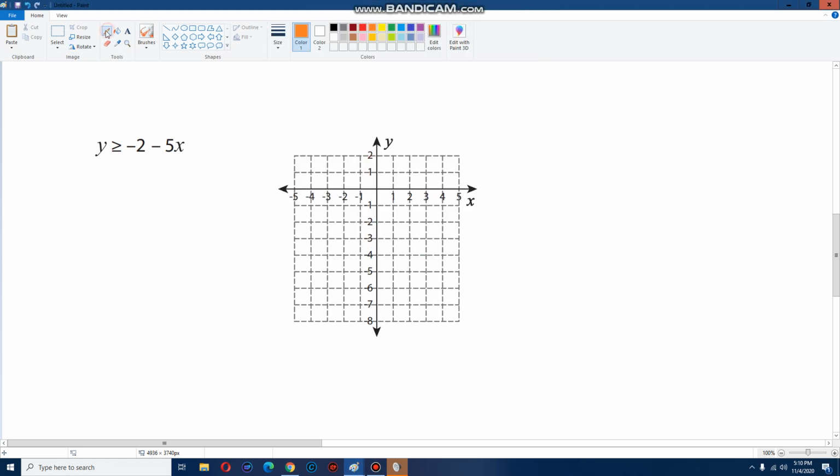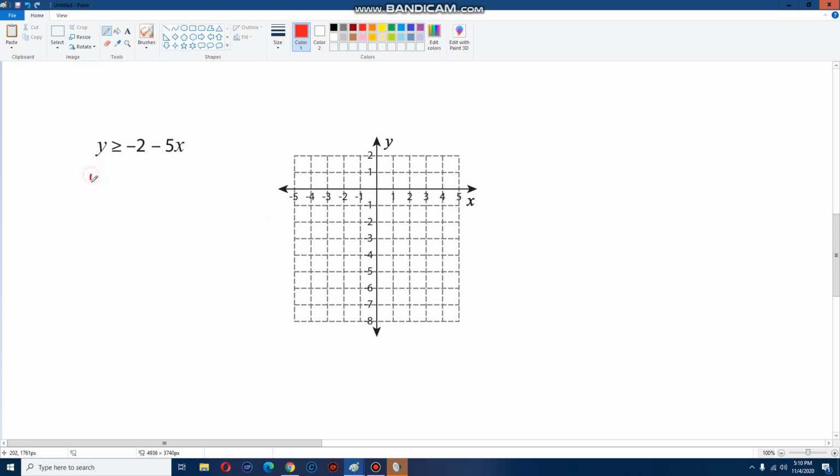I have another example here of inequalities, graphing inequalities. Let's go ahead and start with this one immediately. So we have a situation here. We have an equation, y bigger than or equal to minus 2 minus 5x. I would like to plot this on my coordinate graph right over here. How do I do that?